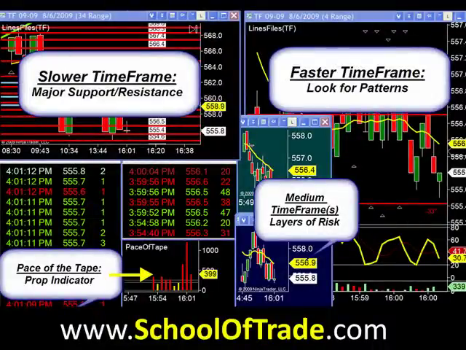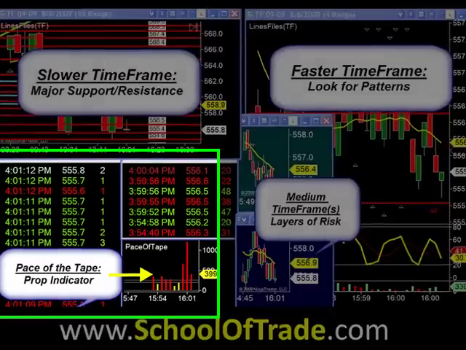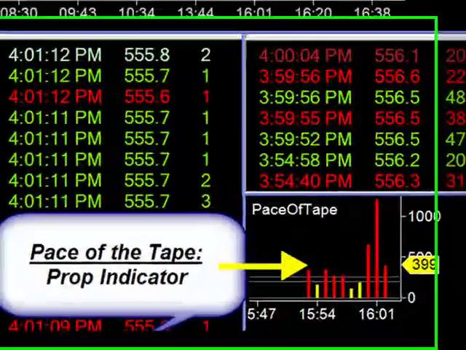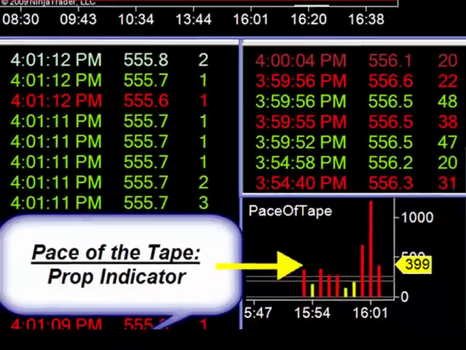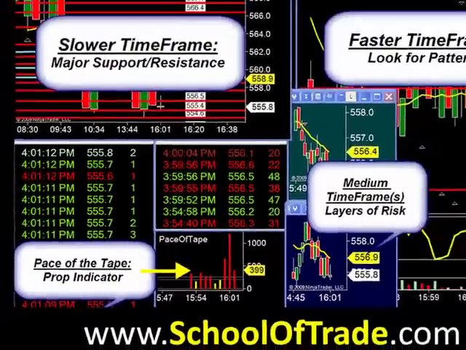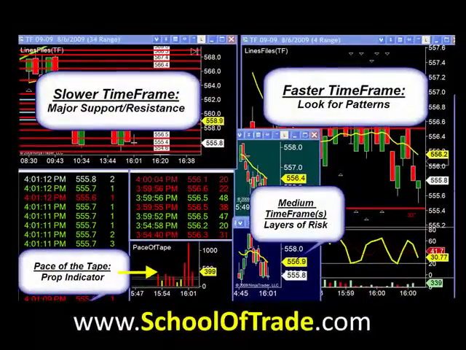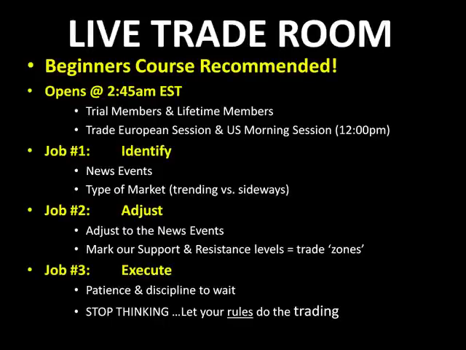Now, in the lower left-hand corner, you'll see one of our proprietary indicators. This is called the pace of the tape indicator. This quantifies the speed of the tape. So if you're looking for more information about how to read the tape, this is going to be one of our proprietary indicators. It's one of our biggest kept secrets. Come out and join us tomorrow morning. We'll show you how we use the pace of the tape indicator, as well as the multiple time frames we use in our charts.